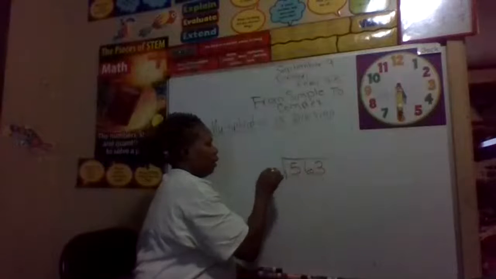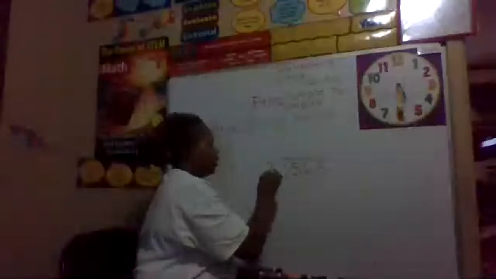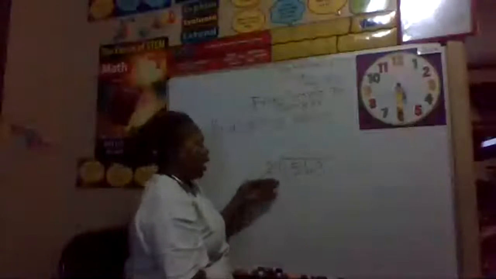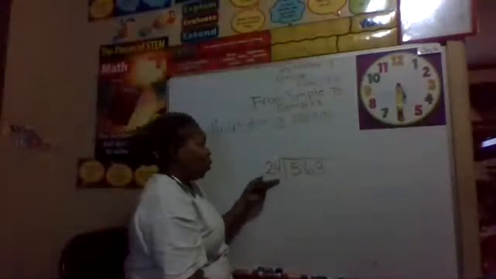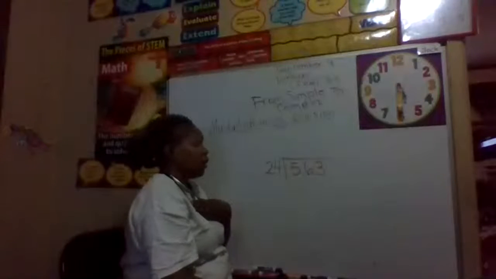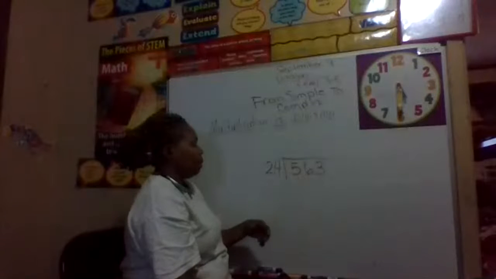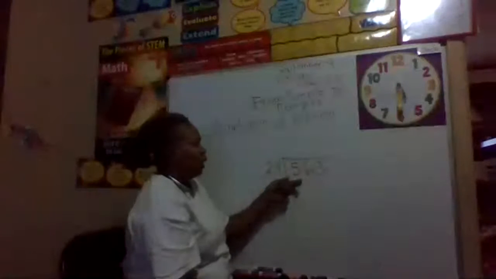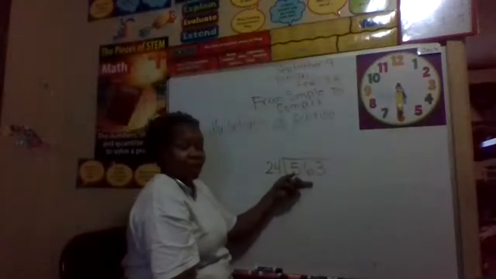All right, let's take it up to 5, 6, 3. And let's put 24 on the outside. That's a big number, isn't it? How many groups of 24 will go into this big number? I don't know. We've got to do a little work. First of all, let's look at it. Can we put 24 into 5? No.